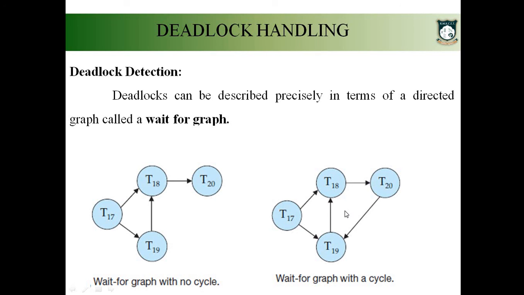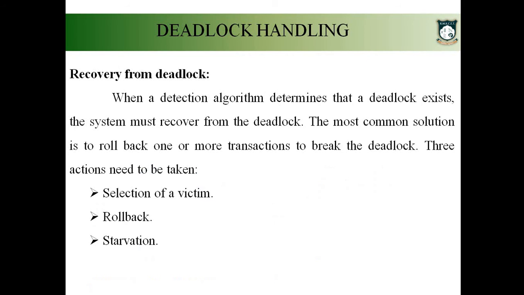So the only solution to recover from deadlock is you have to roll back any one transaction involved in the deadlock. Either you have to roll back T18 or you have to roll back T20 or you have to roll back T19. So rollback is the only solution. Okay.